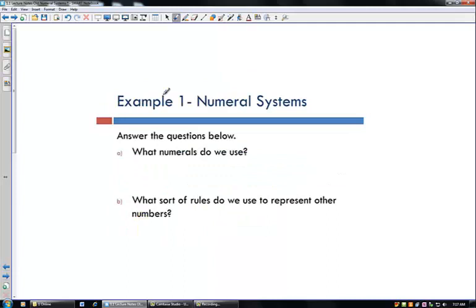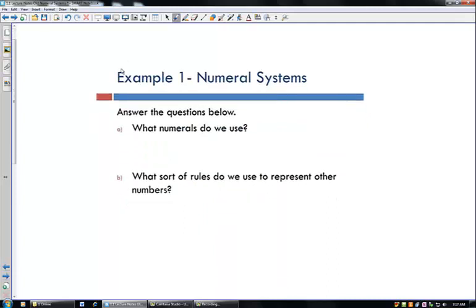So let's take a look at this example and just answer the questions below. So what numerals do we use? And if you think about this, you can just start counting, and we start with 0 here.